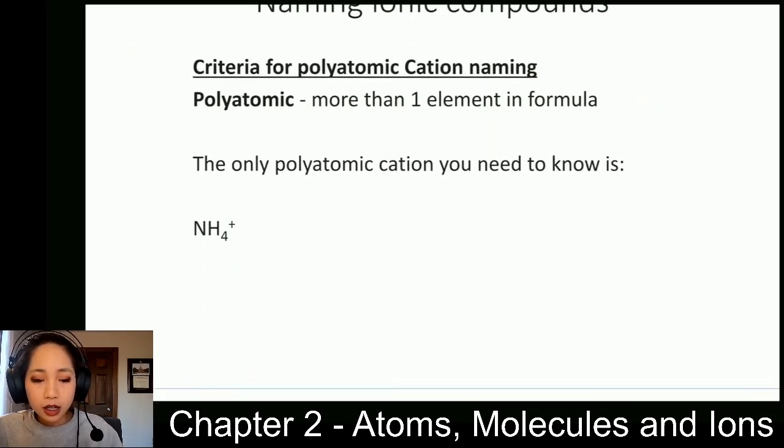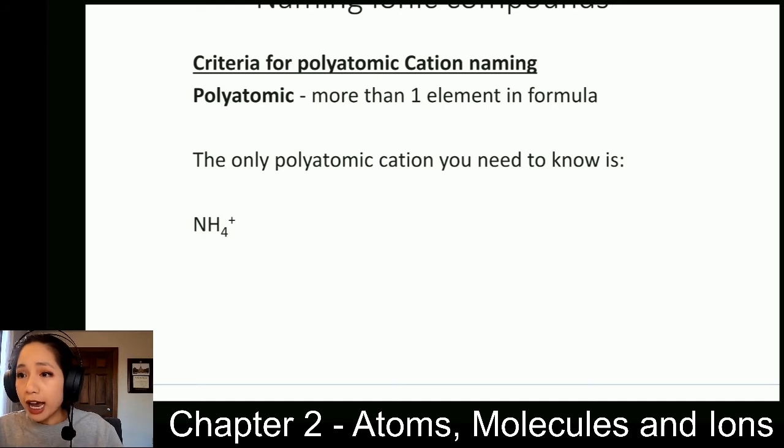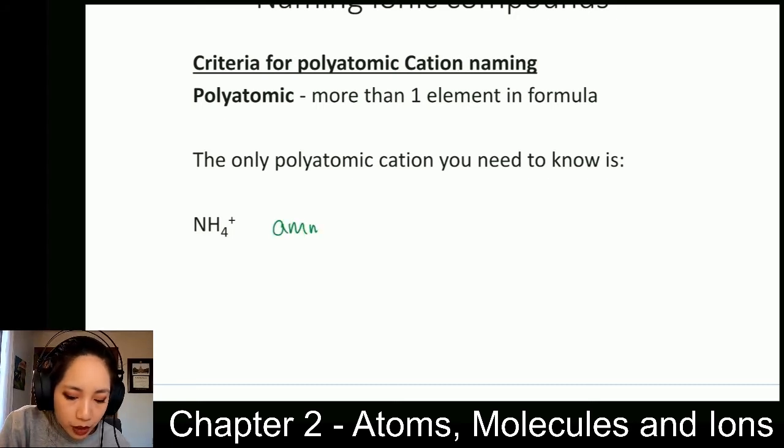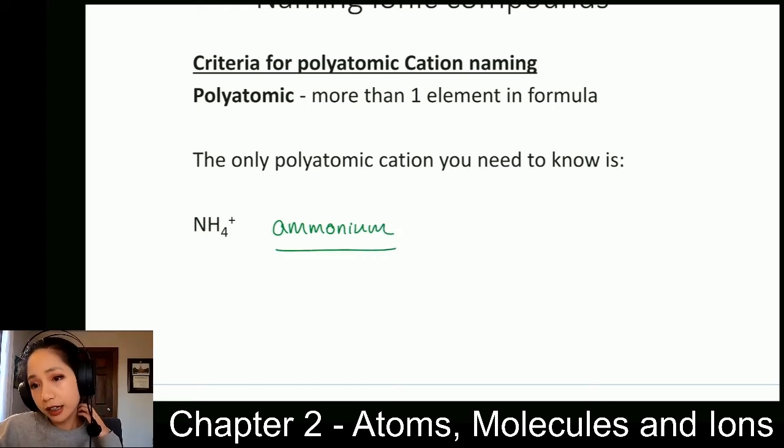The only other cation that you're responsible for knowing is one polyatomic cation. Remember, polyatomic just means that there's more than one element in the formula, and the only polyatomic cation you really need to know is NH4 plus, which is ammonium. That's the name of the cation that you put into the naming convention. This is actually ammonium ion, ammonium cation.